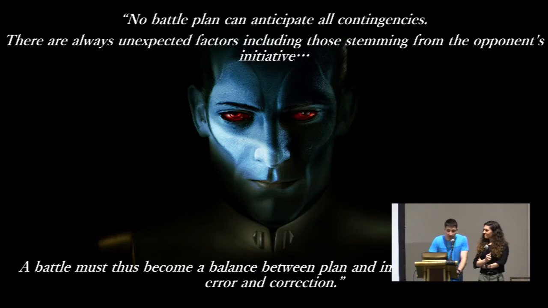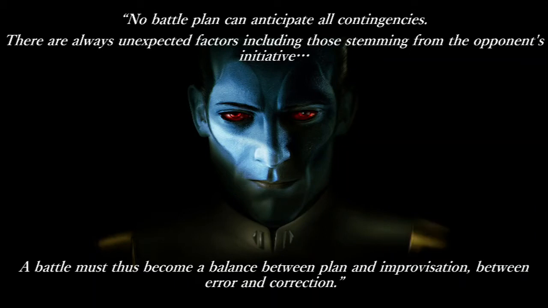One quote that Thrawn wrote from Star Wars that I really took to heart was, "No battle plan can anticipate all contingencies. There are always unexpected factors, including those stemming from the opponent's initiative." One thing that we almost always have a difficult time remembering in these types of operations is that your opponent also has a say, no matter how good your plan is or how good your defenses are. They will always have a way or an input that was not considered easily. Therefore, a battle must thus become a balance between plan and improvisation, error and correction.